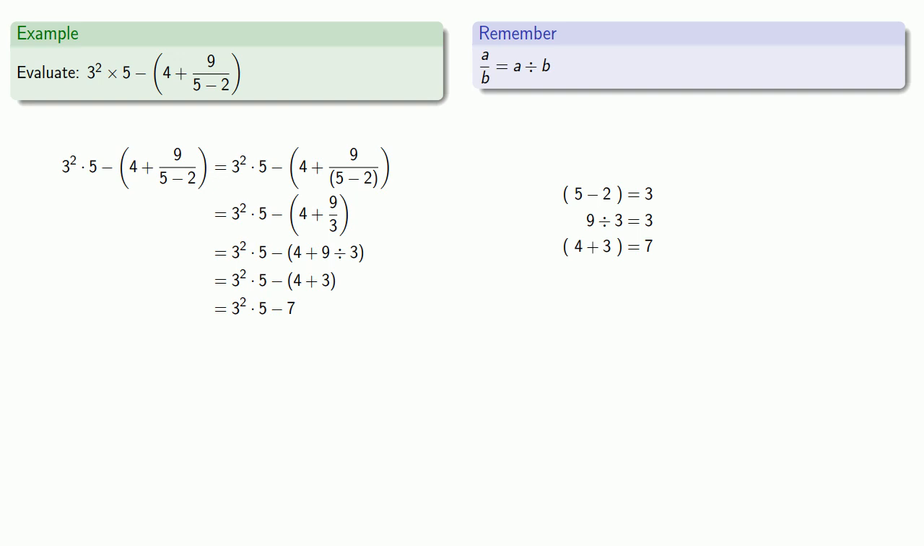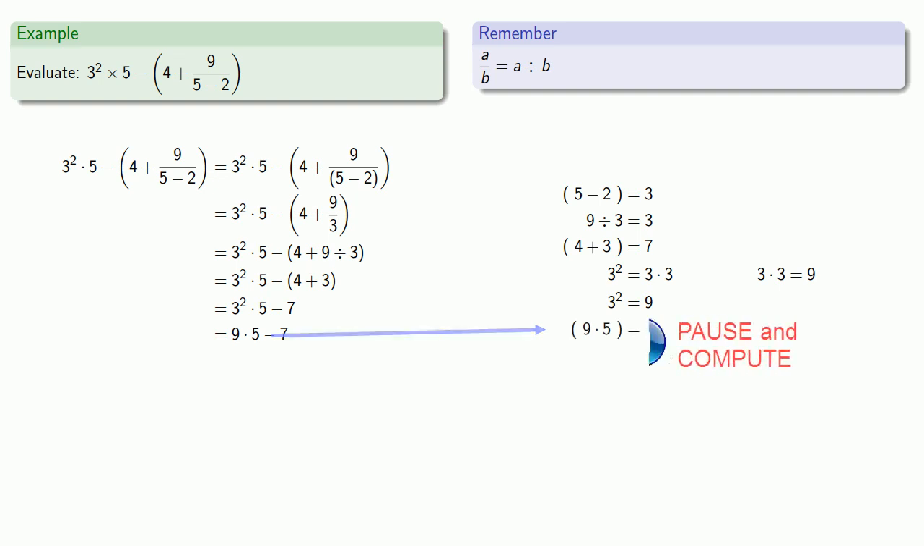And now I have exponents and multiplication and subtraction. And even though exponents aren't really operations, we can evaluate 3 to the second first. So 3 to the second, well, that's 3 times 3, and 3 times 3 is equal to 9. So I can replace. I have 9 times 5 minus 7. Multiplication goes first. And then the subtraction.